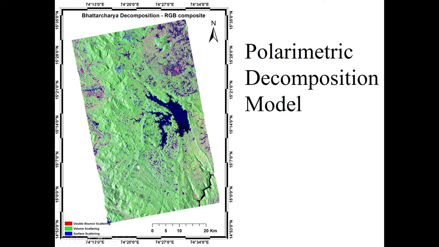Now this is the false color composite image generated from the polarimetric modeling approach. So here one can see that the volumetric scattering is represented in green color. Double bounce scattering is represented in the red color, and the surface scattering or the single bounce scattering, which is mainly contributed by water or smooth surfaces, is represented in the blue color.